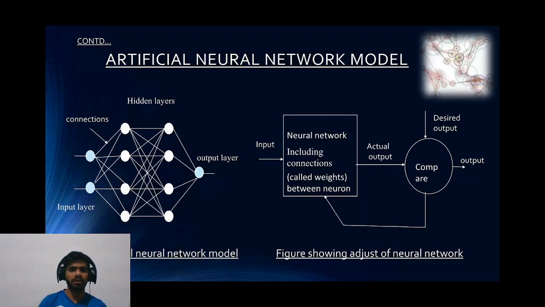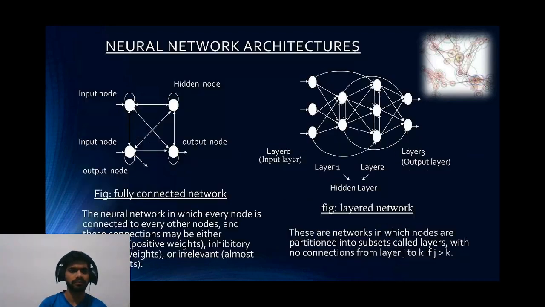Now these are the artificial neural network models. As you can see, the first one is the artificial neural network model and the second figure shows the edges of neural networks. Now these are the neural network architectures. First one is the fully connected network, and the second figure shows the layered network.